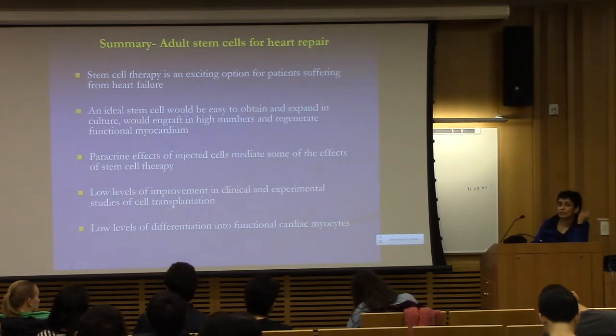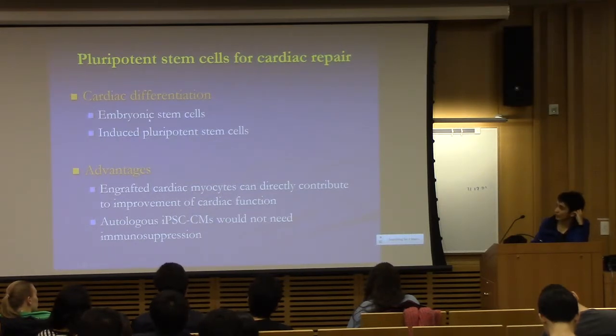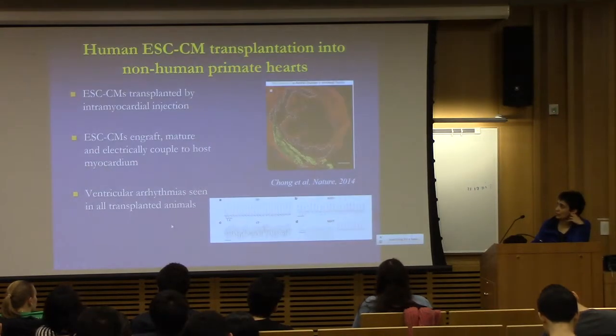The problem is we have very low levels of engraftment, or the numbers of cells that actually survive following transplantation, and we have very low levels of differentiation into functional cardiac myocytes or endothelial cells. So the pluripotent stem cells have an advantage because they are capable of cardiac differentiation, and they can directly contribute to improvement of cardiac function. And if you use autologous cells, you avoid immunosuppression.